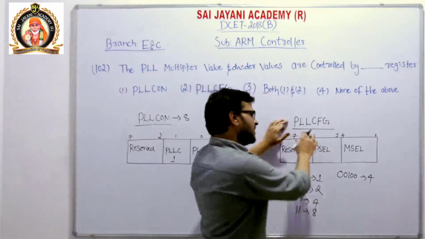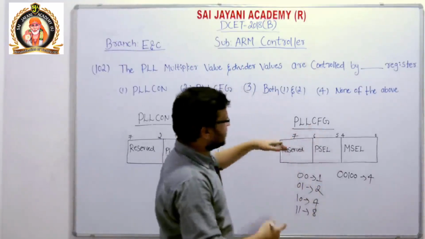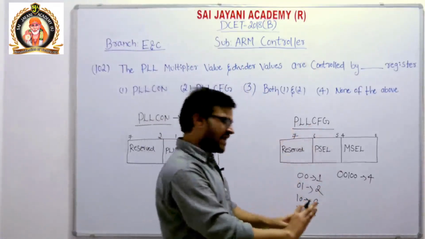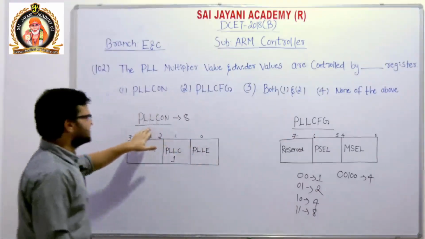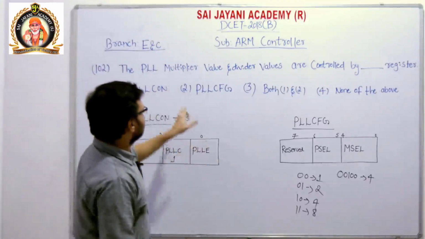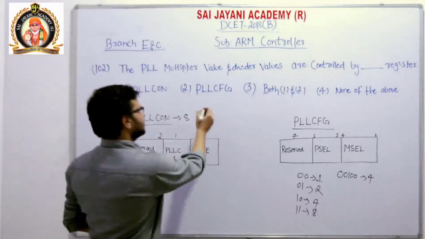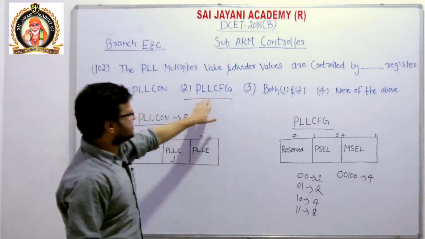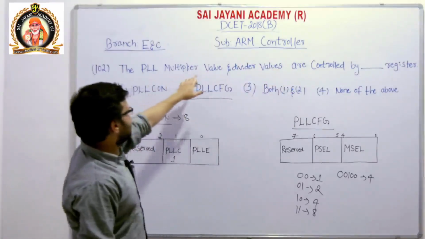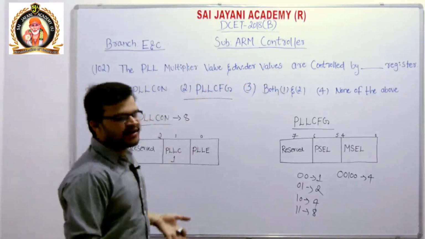So the PLLCFG is an 8-bit register. It is mainly used to provide the multiplier and the divider value for the frequency calculations. But the PLLCON register is mainly used to control the activation of the PLL. From these options, the second one is the right option. That is PLLCFG register. It is mainly used for the PLL multiplier value and the divider values.